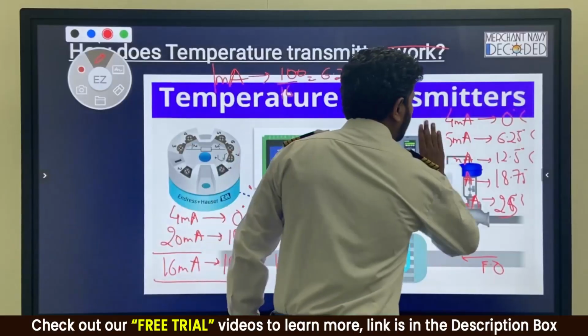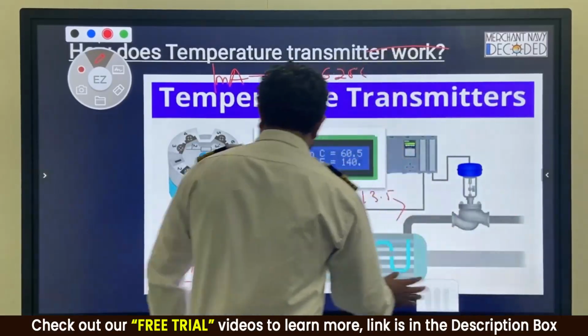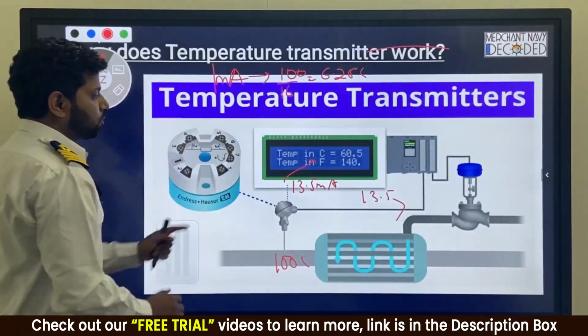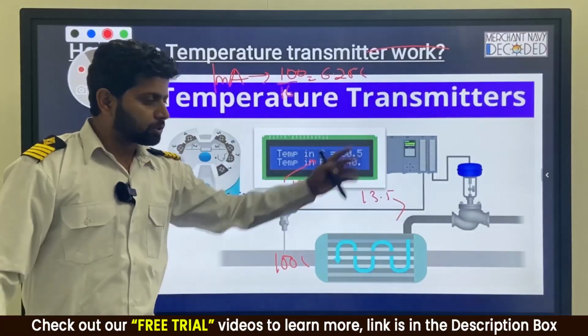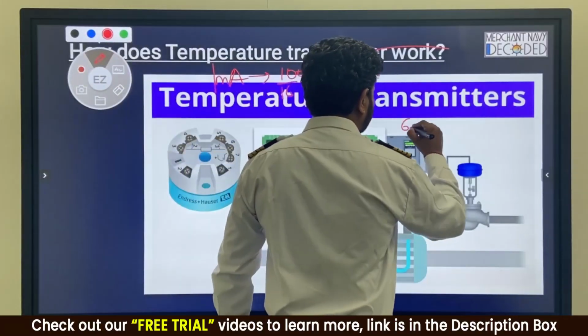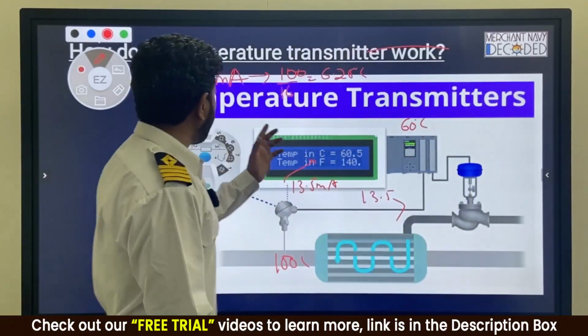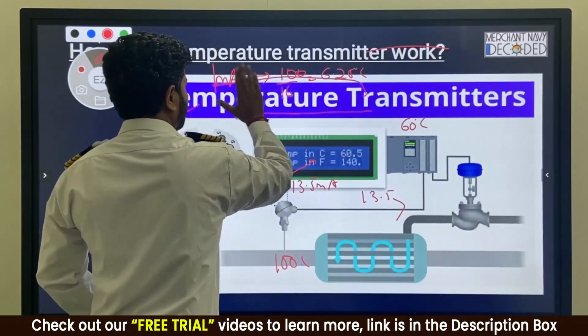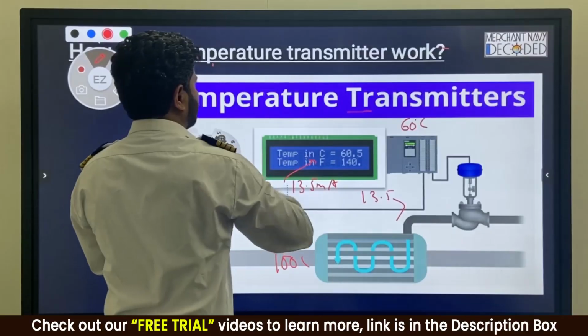Now, this has told me the temperature, no problem, but what is the controller doing? The controller says, oh God, the temperature is 60 degrees centigrade and I have to maintain 80 degrees centigrade.